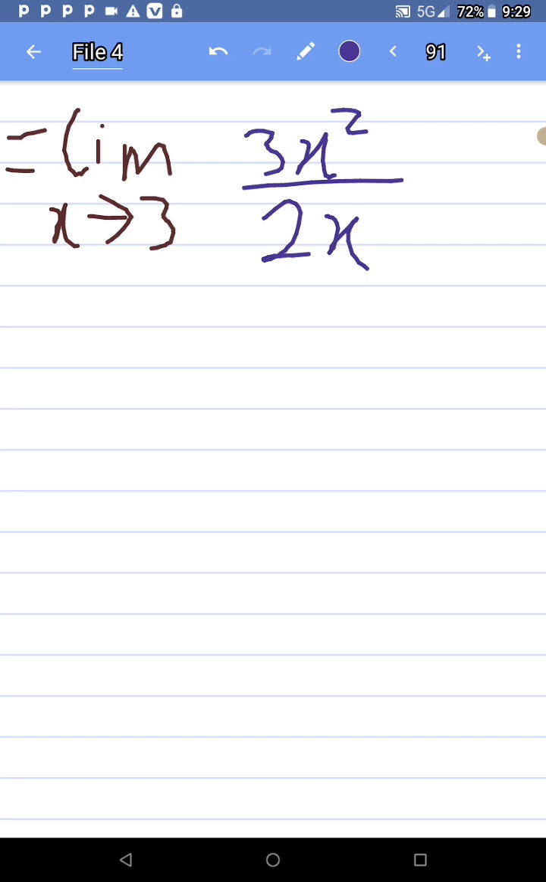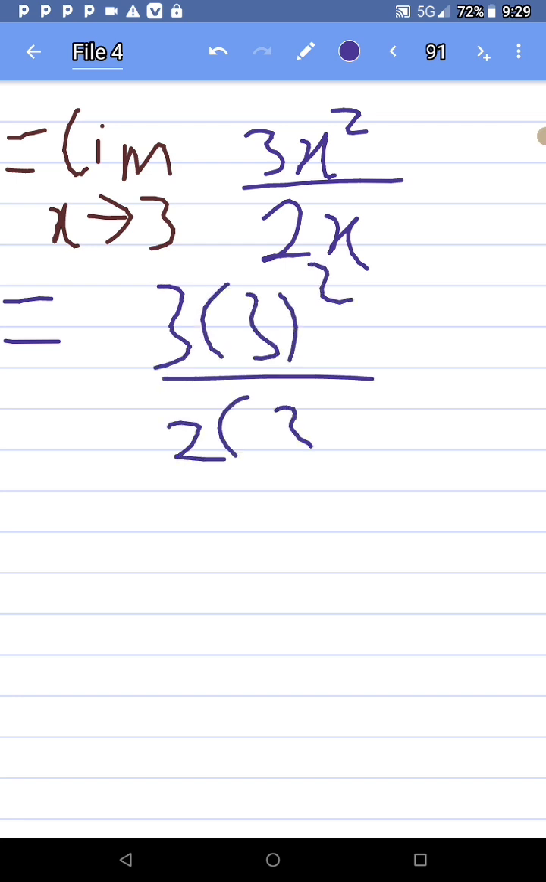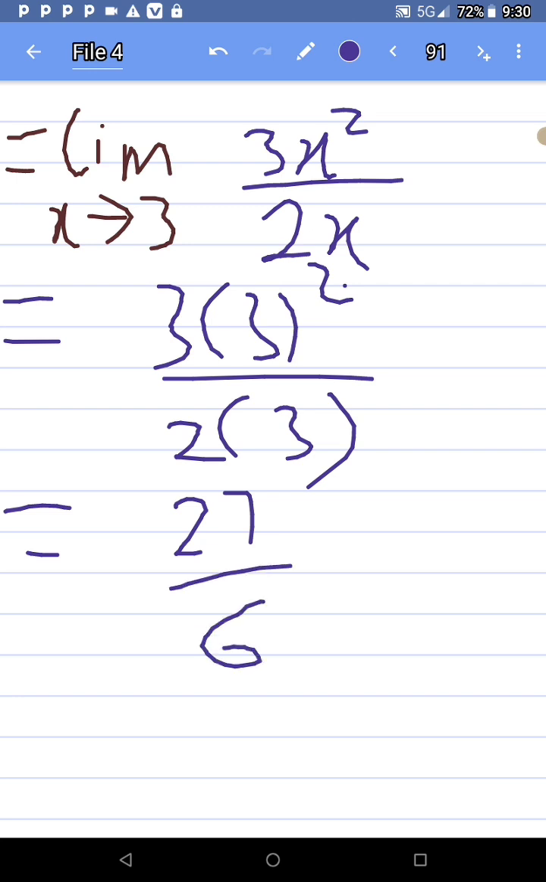Now we cannot go on like that, we can go by direct substitution. Anywhere you see x, put 3. So that will be 3 into 3 squared over 2 into 3. 3 squared is 3 times 3, 9, times 3 is 27, over 2 times 3, that is 6. And that is 9 over 2. That is what the limit will yield.